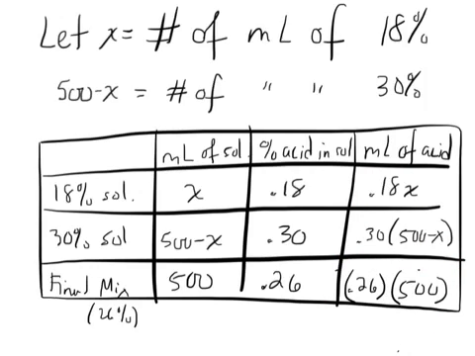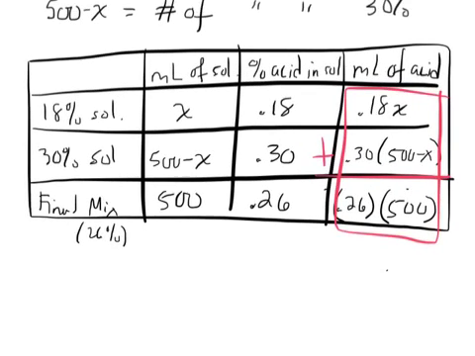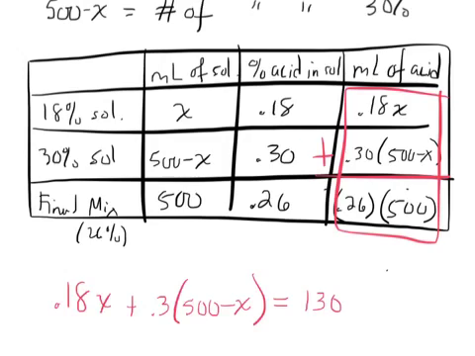So our goal is to take a look at this column now. We add the first two up to get the third. The amount of acid available from this one and this one must equal the total amount that we're looking at in the problem. Let's go ahead and do that. Now, that's going to give us 130, by the way, on the right-hand side. And the product of these two is 130.